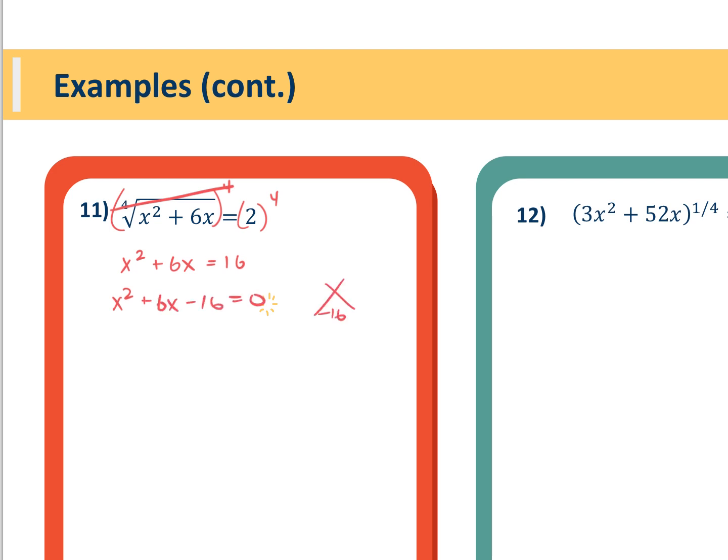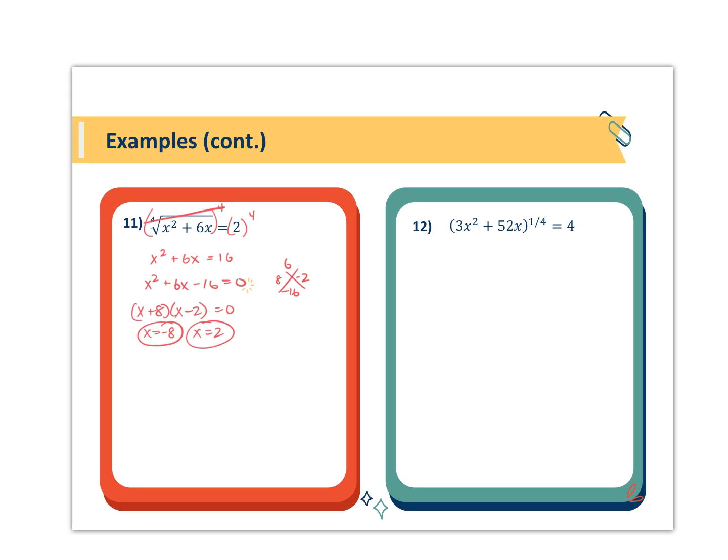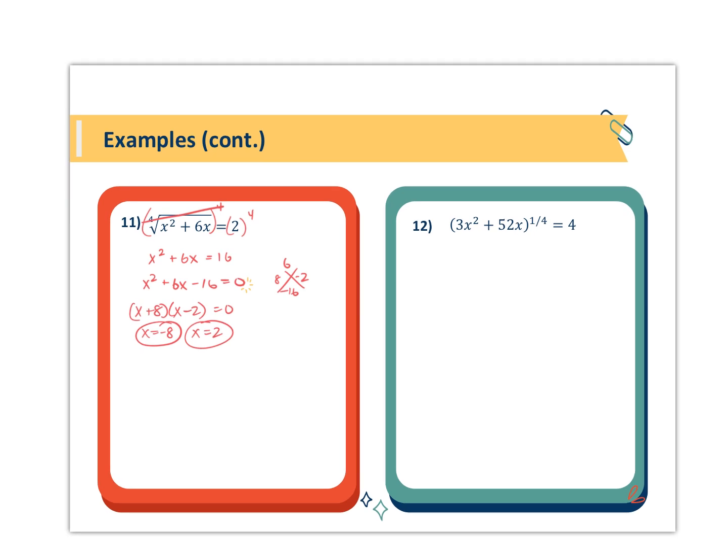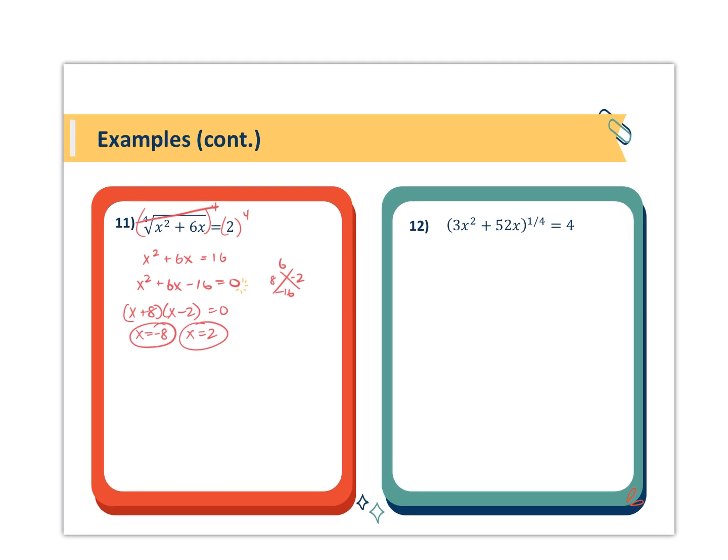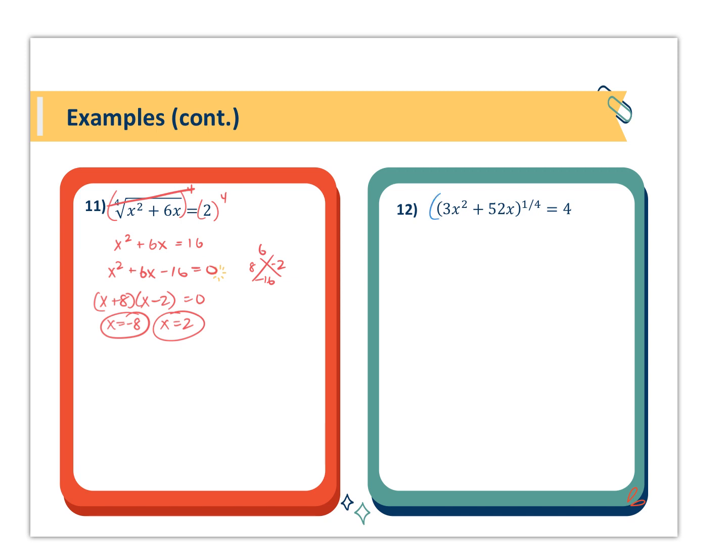A product of negative 16 and a sum of 6 is going to be positive 8 and a negative 2. So I'm going to get x plus 8 times x minus 2 equals 0. So x is negative 8 and x is 2. I've checked them both off camera, and they are valid solutions. And our last example for this page, again, it's the 1/4 power, so raise it to the 4th.